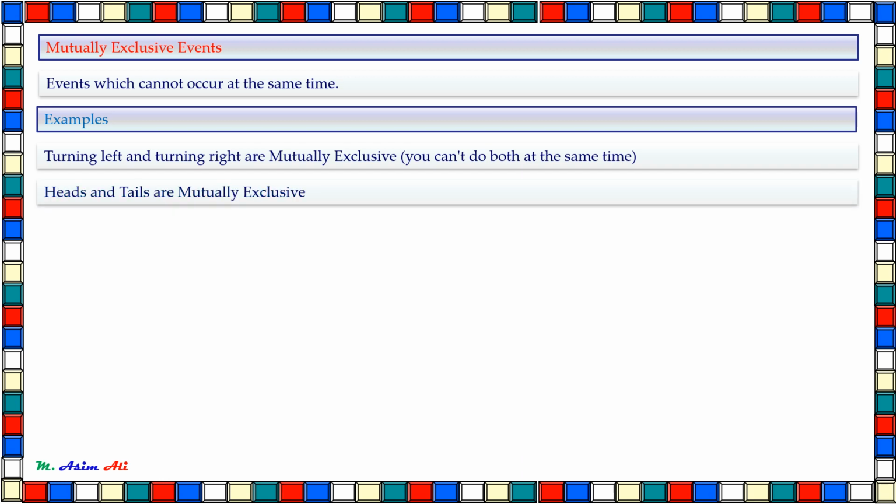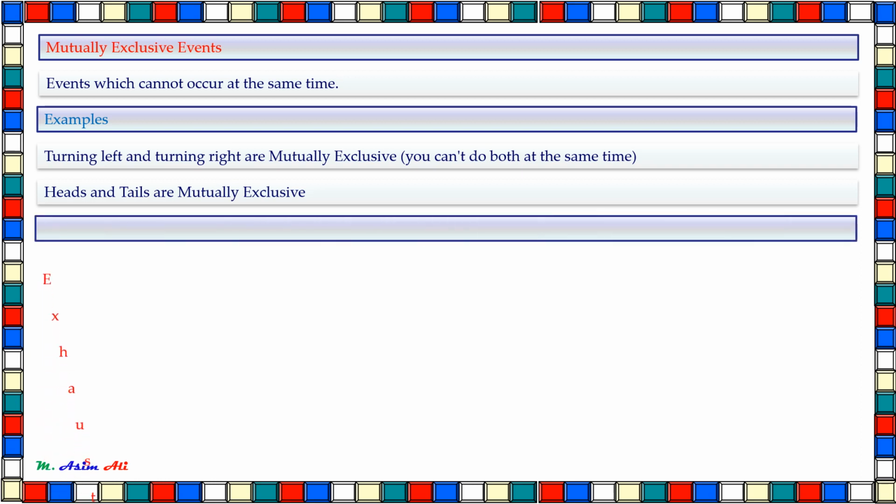And when you are tossing a coin, either you can get a head or you can get a tail. You cannot get a head and a tail simultaneously in a single toss, right? So getting a head or getting a tail, these are also mutually exclusive events.